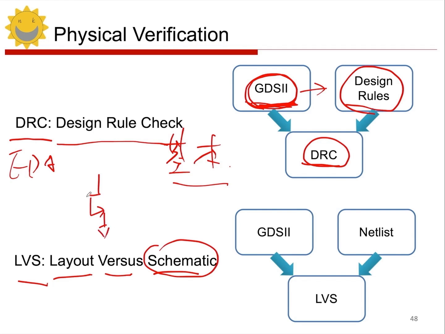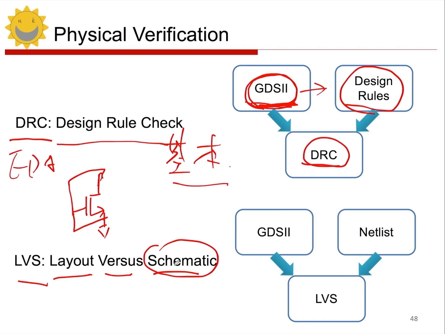Therefore, this check must also be done using EDA tools to ensure that your layout matches the original design in the schematic. The inputs for this check also include your layout, which is the GDS file, and you also need to input your netlist, which corresponds to your schematic. The software will then check whether the netlist generated from the GDS2 file matches the netlist from the schematic.